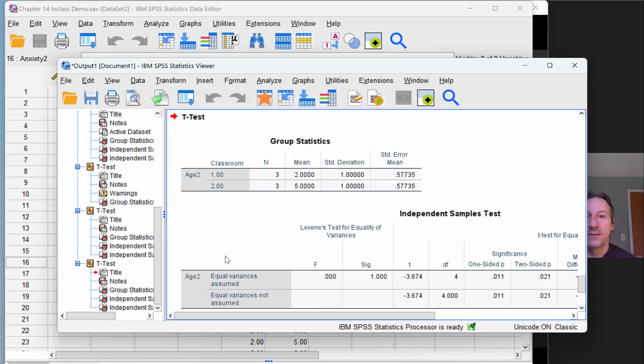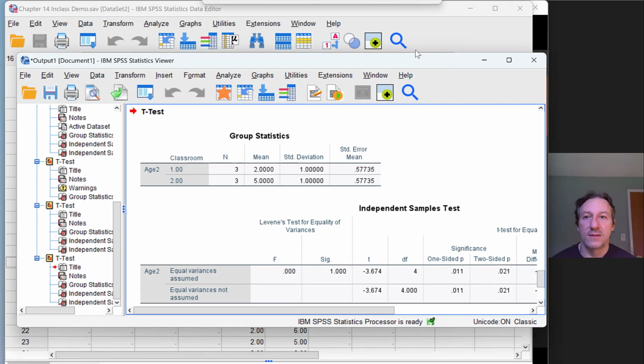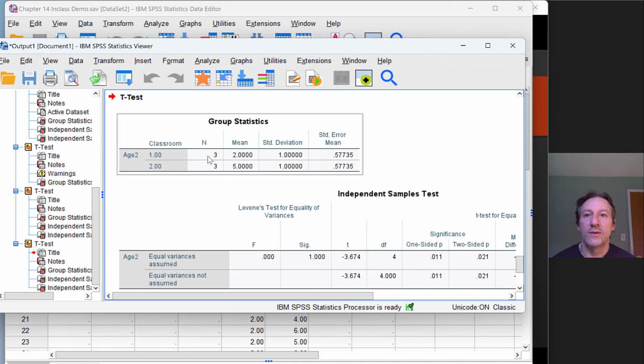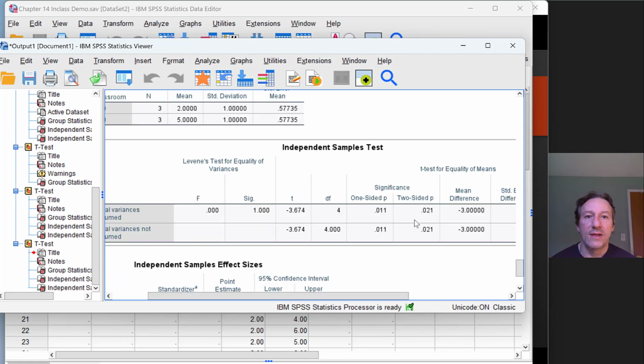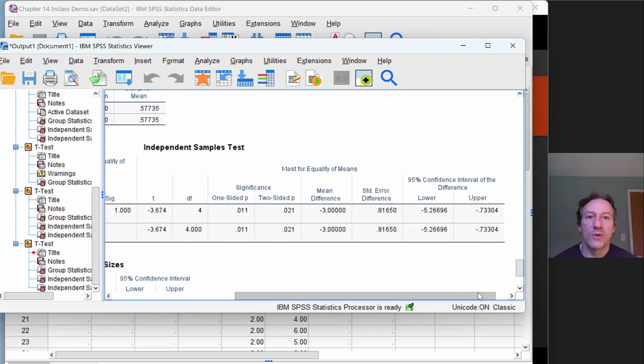Click OK. We'll get our results. So we have 3 in each one, exactly. The mean was a 2 and a 5, perfect. Standard deviation is a 1 and 1, just like what we got with the handwritten one. Go down here, and it is significant. We were doing a two-tail, so it's 0.02. Again, I said it was going to be in between 0.05 and 0.01, and it is 0.02. Mean difference of 3, our standard error.